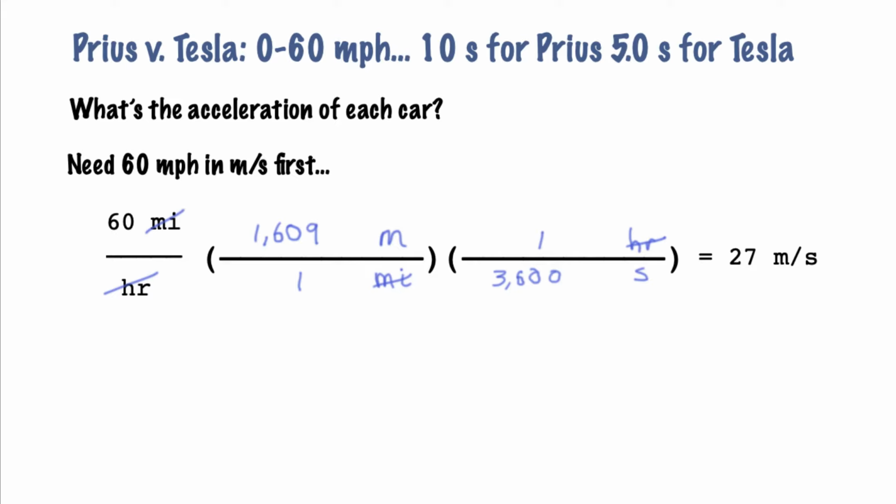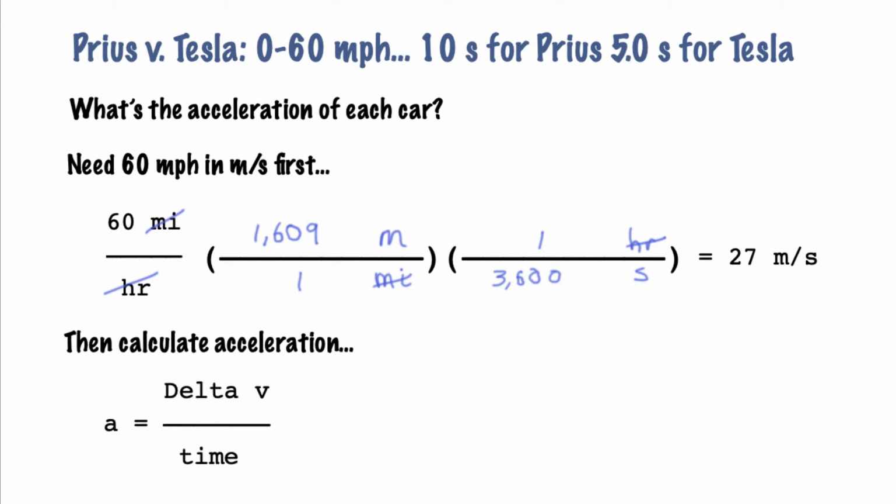Armed with the final velocity being 27 meters per second, and the initial velocity being equal to 0 meters per second, we can calculate the car's acceleration. Acceleration is defined to be change in velocity divided by change in time. But the main thing to keep in mind is that the way you're going to calculate the change in velocity is always to do the final velocity minus the initial velocity, v minus v0.